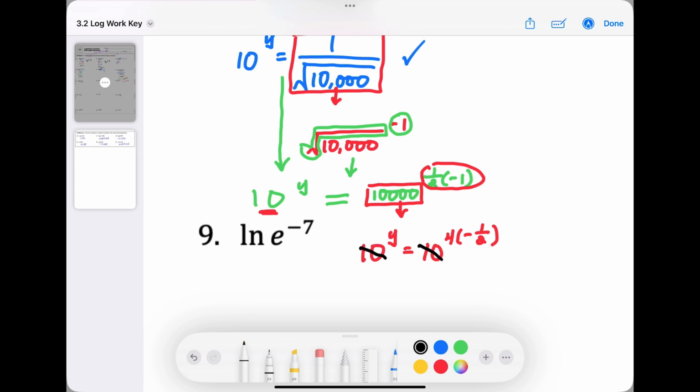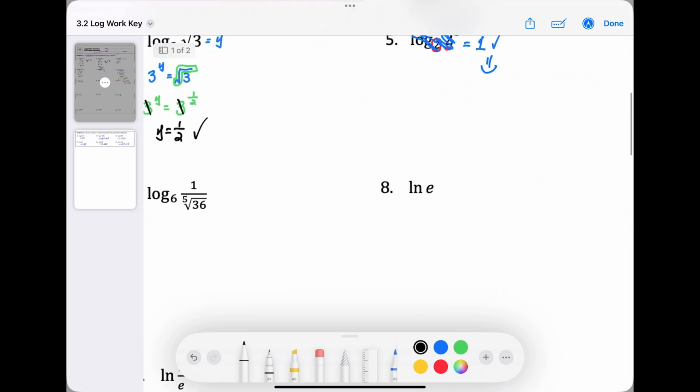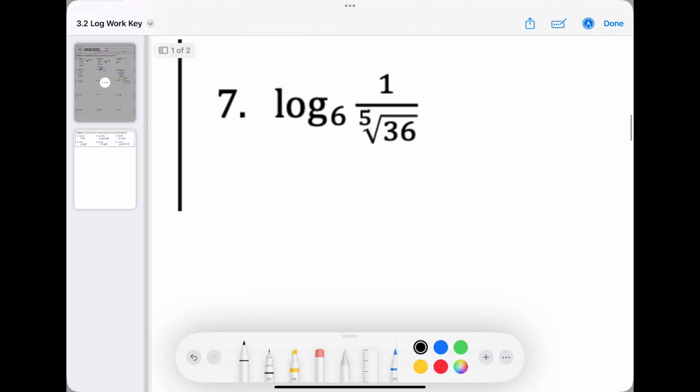What do we say? Base the same, cancel out. So y is equal to 4 times negative 1/2, so the answer will be negative 2. And yes, indeed, this is perfect and no calculator.